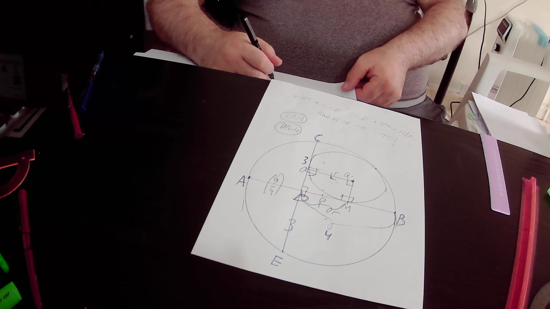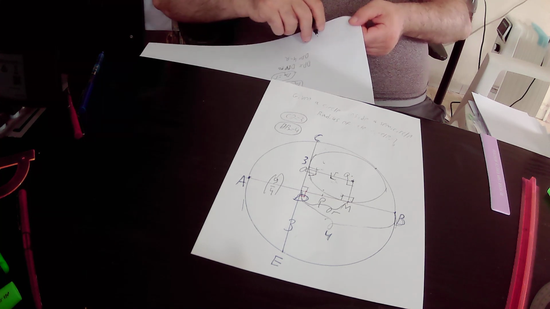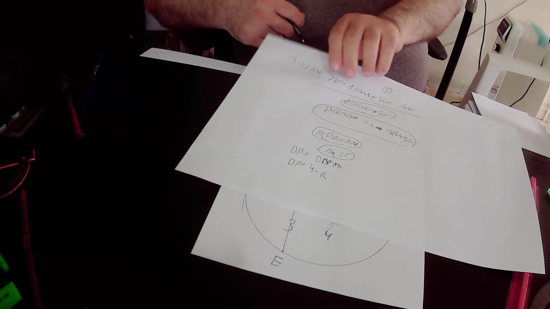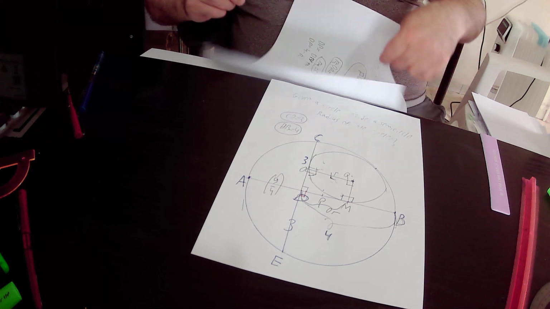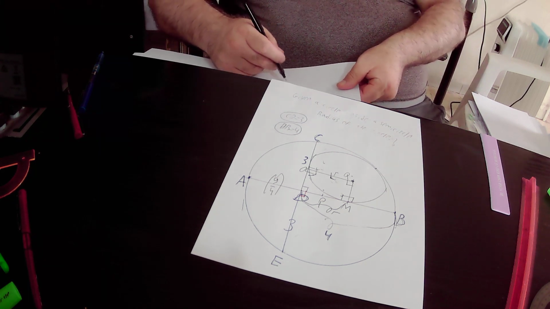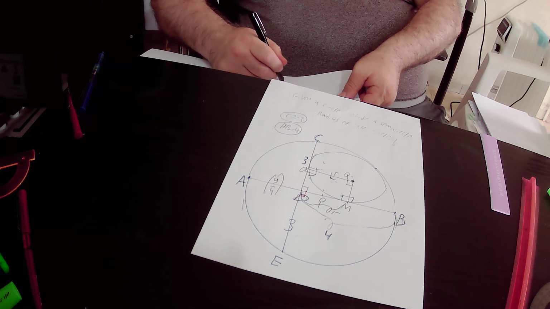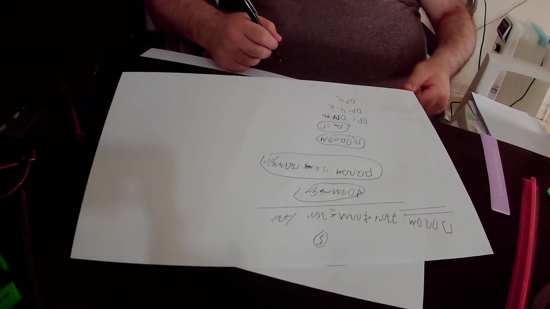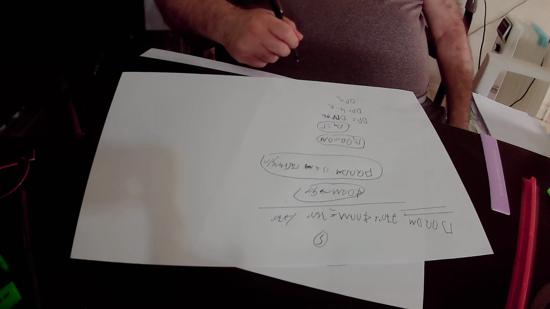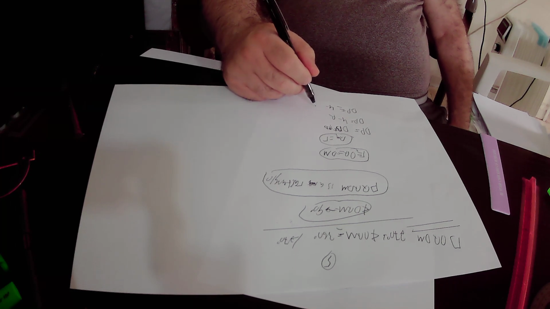So in conclusion, we found out that DP equals 4 minus capital R. We already found out that capital R equals 25 over 8, so we substitute capital R by 25 over 8 and we get that DP equals 4 minus 25 over 8. That is the radius of the big circle.